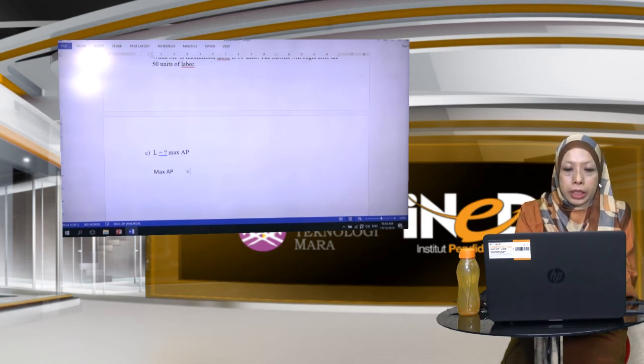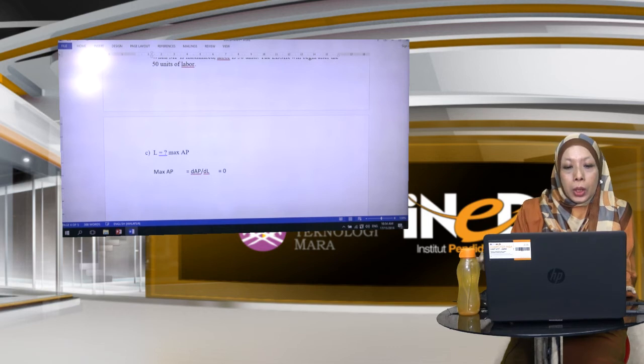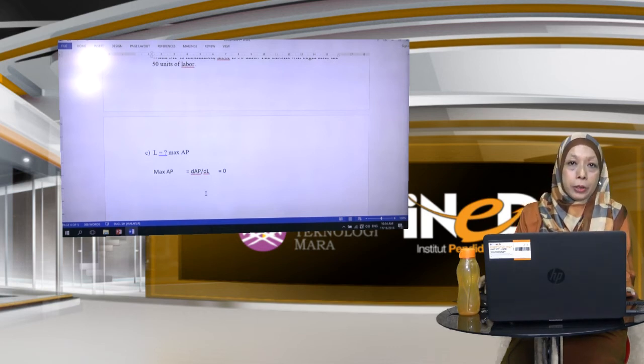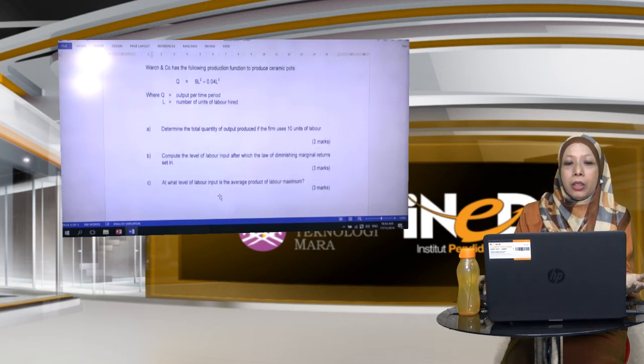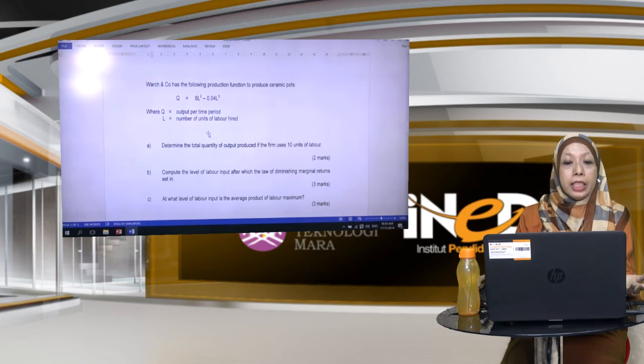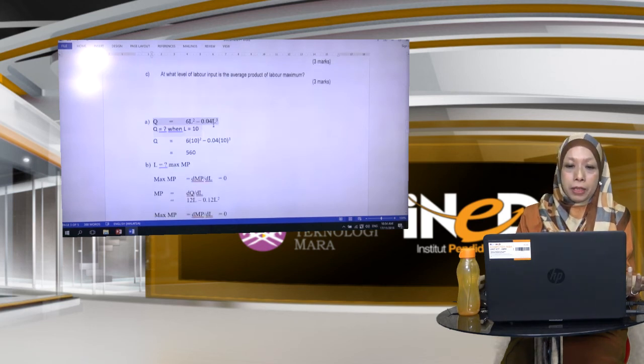So you are required to differentiate the function and set it equal to 0. Before you can differentiate the average product function, you have to ensure that the average product function is available. So let's go back to the question. Looking at the question, you are only given the production function. There is no average product function given.